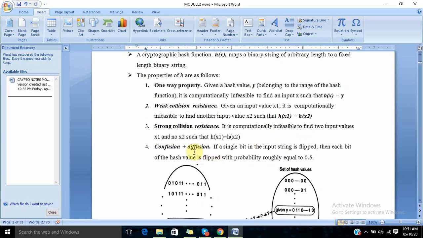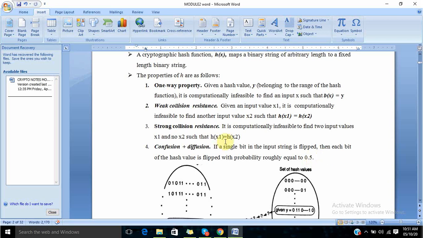Next is confusion plus diffusion. Confusion plus diffusion means that even if a single bit is changed, students, even if a single bit in the input string is flipped or changed, each bit of the hash value is flipped with probability roughly equal to 0.5.